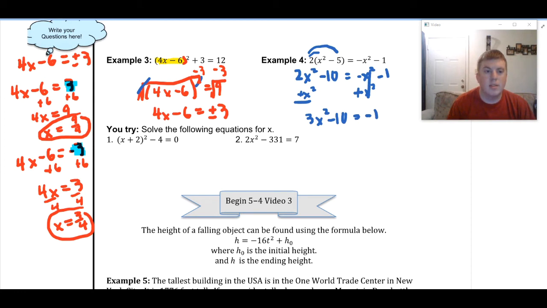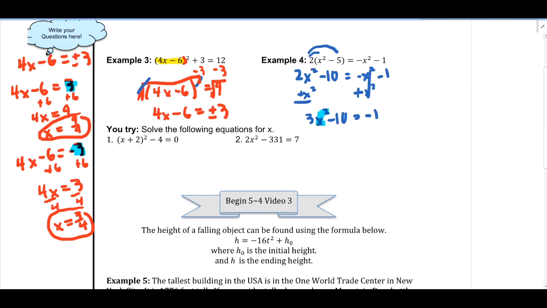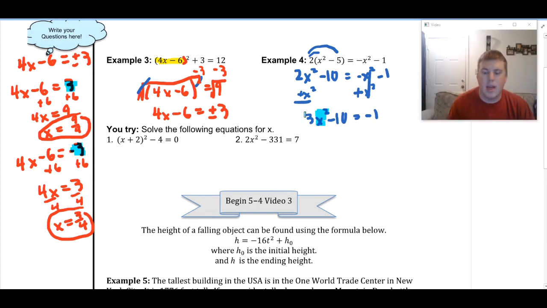Now looking at this, we want to see what that squared term is attached to. In this case, that squared term is only attached to the x. That 3 and the minus 10 are not in parentheses, they're included with the x squared. So we are actually just looking at getting the x squared by itself this time, and then taking the square root. So to do that, we will add 10 to both sides, and that is going to give us 3x squared is equal to a positive 9.